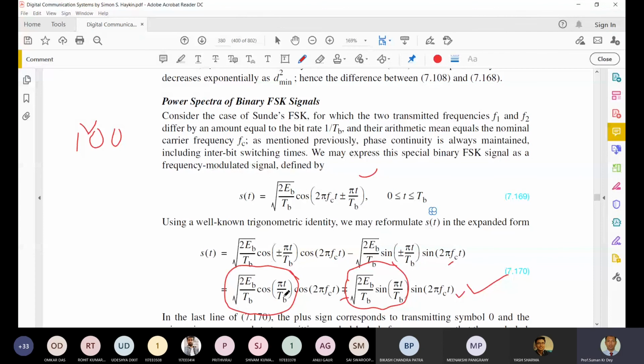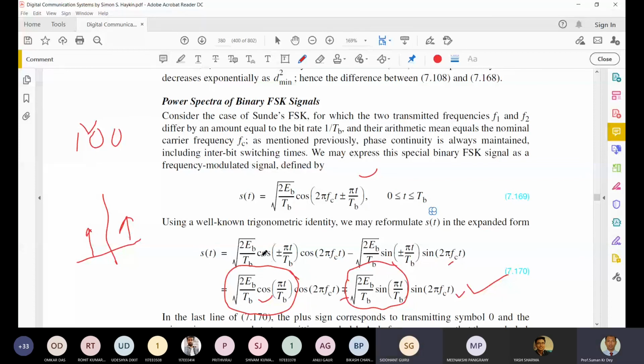Yes or no? Because there is a cosine term, and when we calculate the power spectrum density, we normally take the Fourier transform, and the Fourier transform of a cosine signal gives us two delta functions. Is it? Yes or no? Yes, sir.